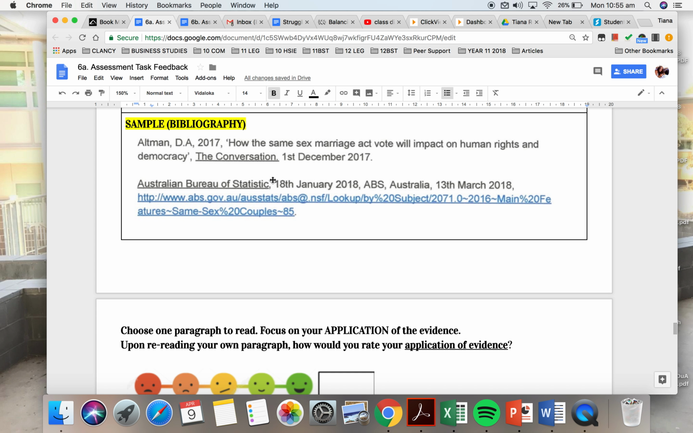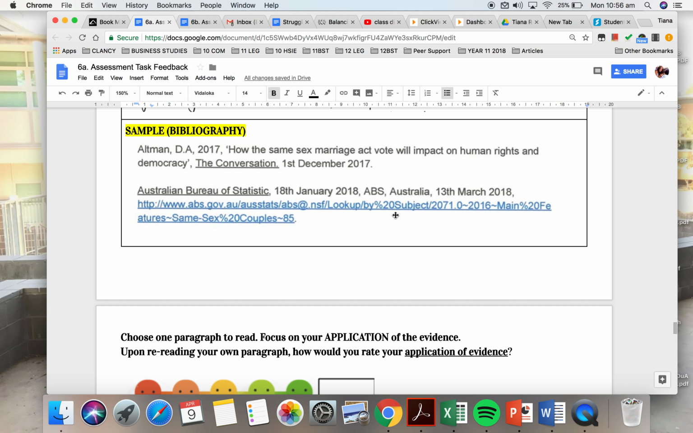Looking at the bibliography, it's really important that you have your bibliography in alphabetical order, Year 10. Okay, that's a really important point. Now, this student had a number of different sources, which was fantastic, but I've only chosen 2 to put in just to show you the correct referencing.